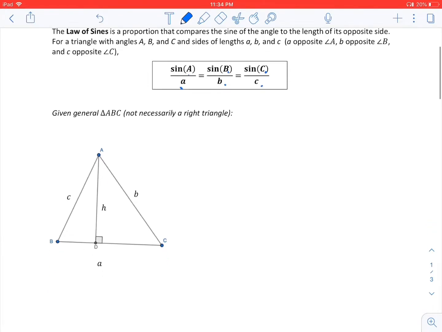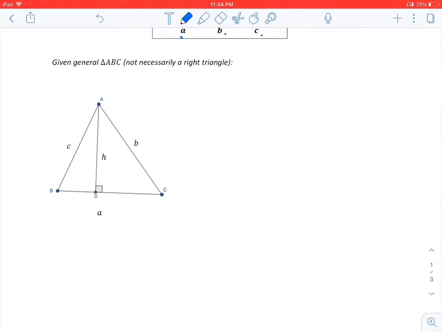There's a proof that I'm going to very quickly walk you through, and then we'll do some examples in this video. The idea is that I am not expecting you to remember the proof. I am expecting you to know how to utilize the law of sines in some problems that I might give you. And so we'll do some examples.